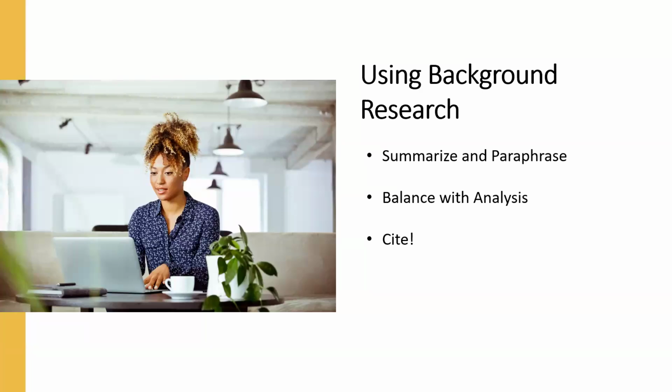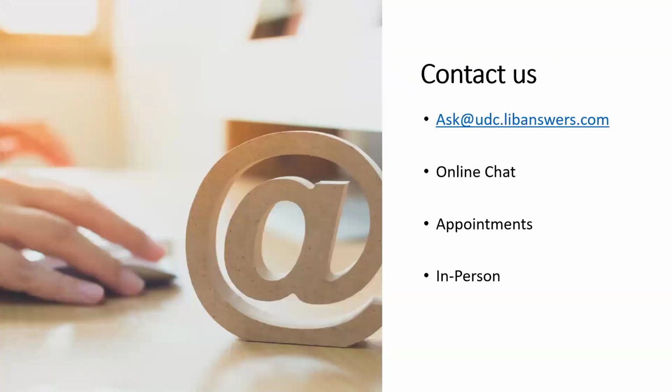And then most importantly, you want to remember to cite it. Don't forget to cite everything that is not your own work. Citing is both how you avoid plagiarism and shows that you did the critical research necessary to learn about a subject matter. And so this was just a quick and dirty walkthrough of what background research is, where to find it, and how to use it.